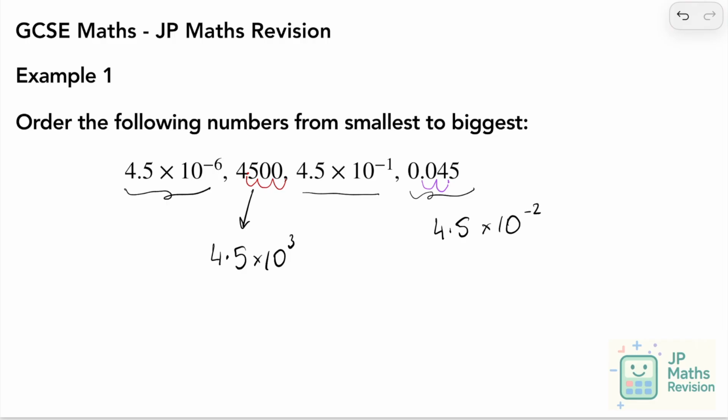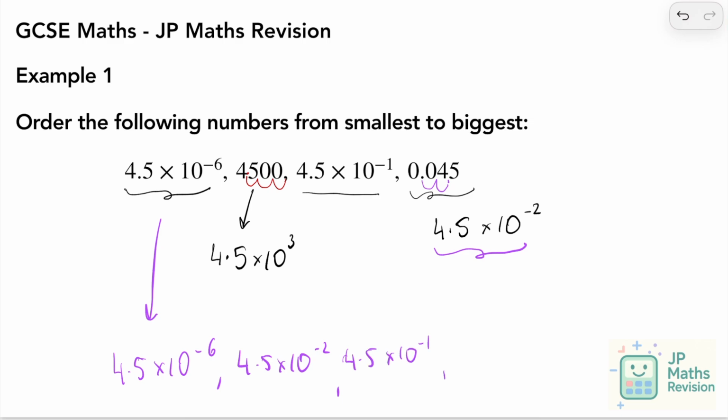So now if I order them, I'm looking for the one with the smallest power of 10 first, and that's going to be the smallest. So in this case, it's going to be 4.5 times 10 to the minus 6. Then the next one's going to be the one with the next smallest power of 10, so that's going to be 10 to the minus 2, so that's this one here. So it's going to be 4.5 times 10 to the minus 2. The next one is 4.5 times 10 to the minus 1. And then the biggest is going to be 4.5 times 10 to the power of 3. So that is the answer to this question.